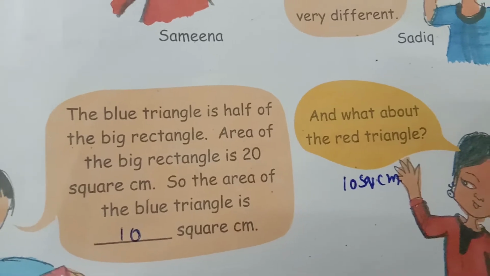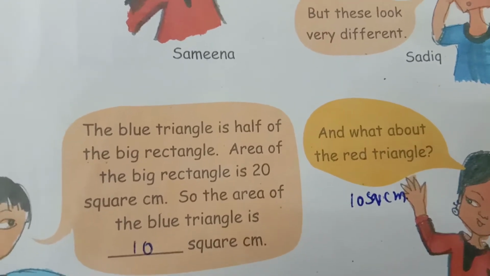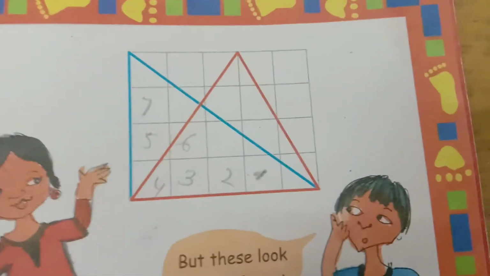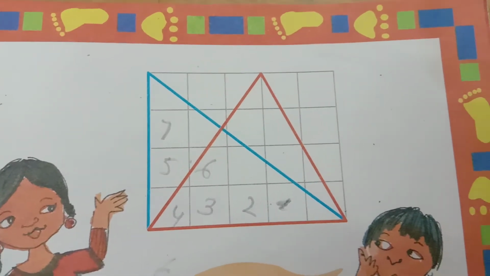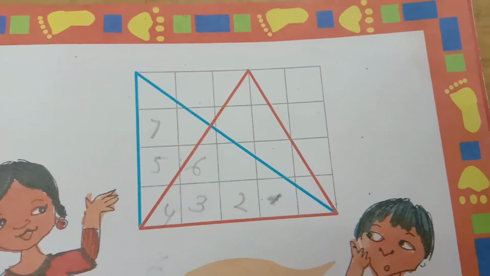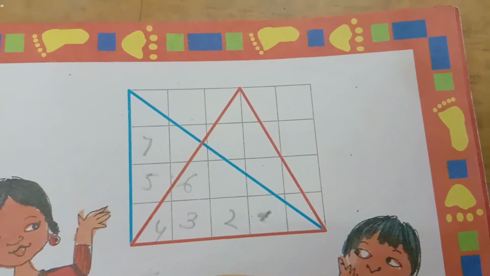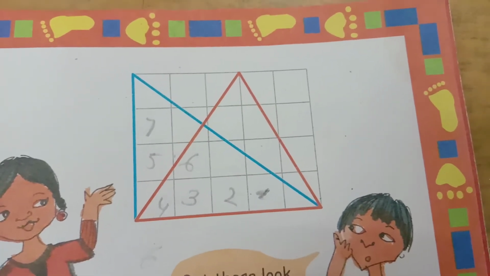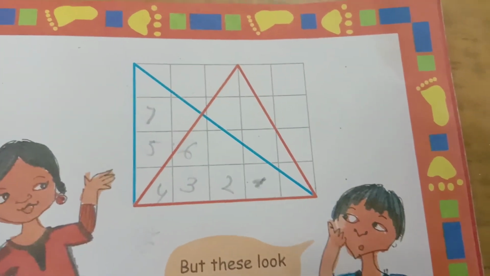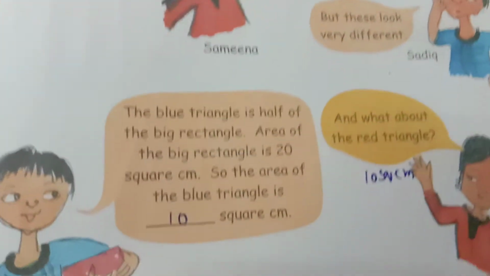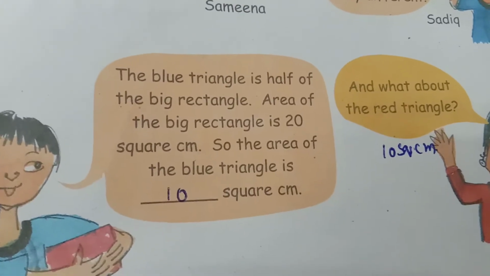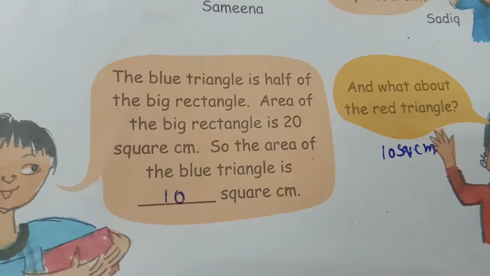Now, the blue triangle is half of the big rectangle. How can you say that? See, the diagonal is drawn there. The diagonal divides the rectangle into two congruent triangles. That's why each triangle has the same area, half of the area of the rectangle. Yes, the blue triangle is half of the big rectangle.